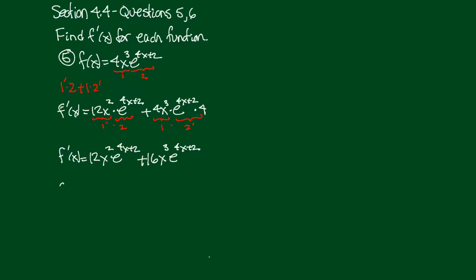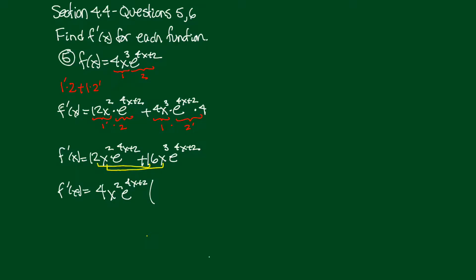We can factor here, right? F prime of x is, what's common here? Well, between the 12 and the 16, there's a 4 common, so we can take out a 4. Between the x squared and the x cubed, there's an x squared common, so we can take out an x squared. And then there is an e to the 4x plus 2 on each one, so we can take that out. And then if we take all that out, what's left?